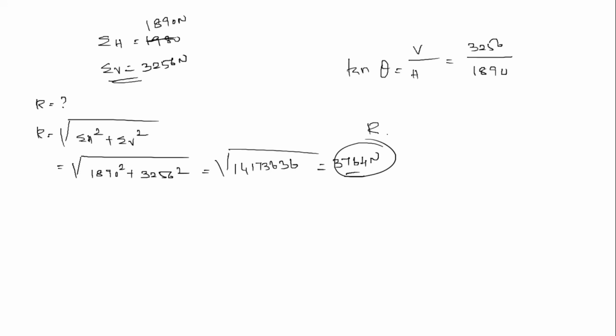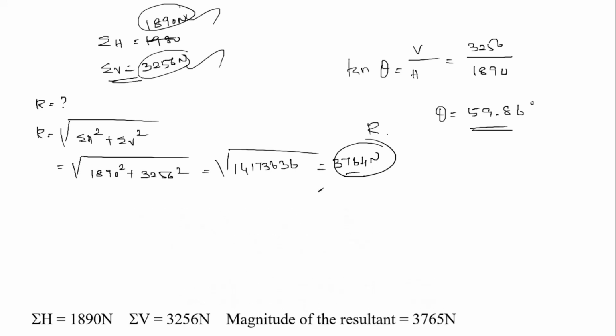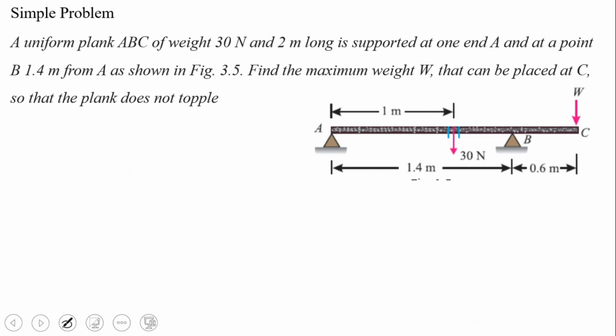So theta is tan inverse of 3256 divided by 1890, which is equal to 59.86 degree, right? Let us check. Horizontal value 1890, vertical value 3256, the magnitude 3764, and the last one, theta, equal to 59.86, right? This is how we have to solve the problem. I hope you got the idea. Okay, and now the next problem.